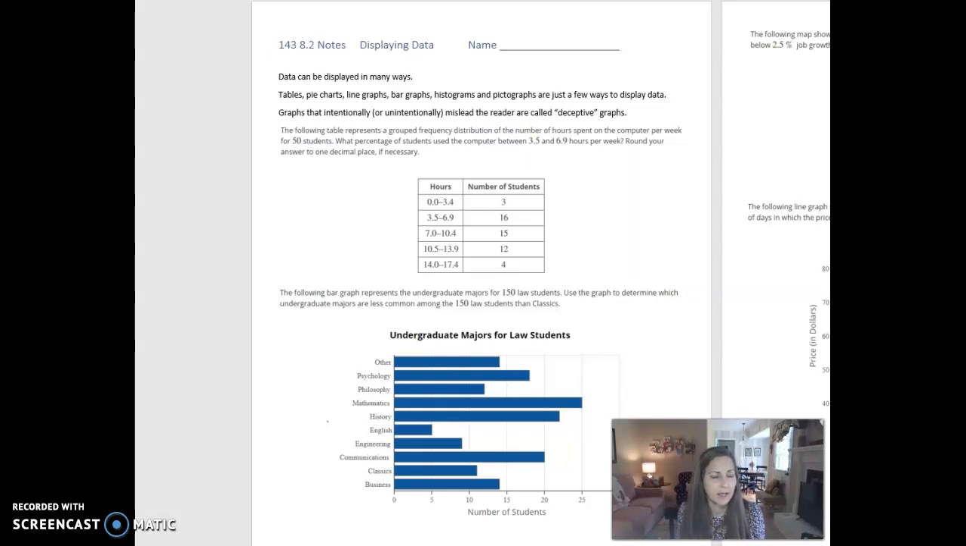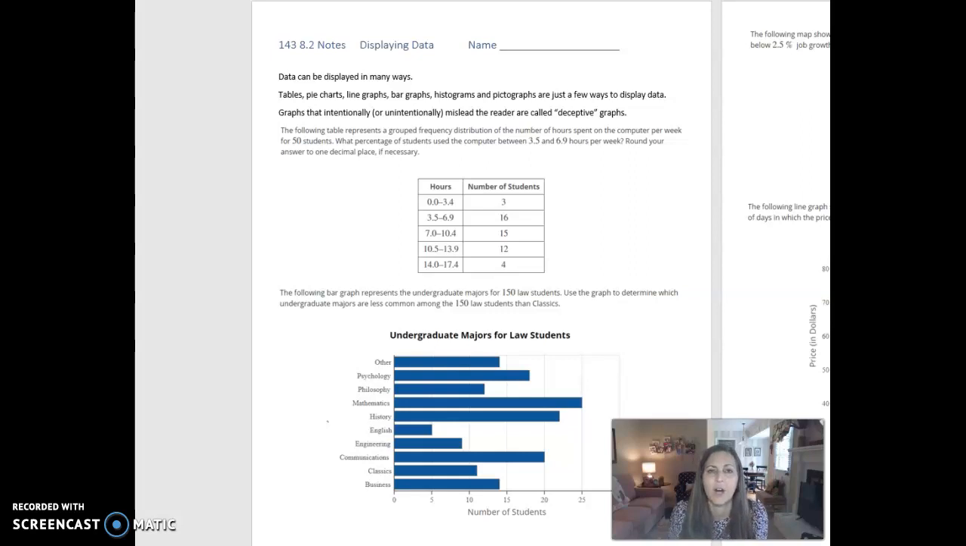So let's look at what this even is. Data can be displayed in many ways. Some examples are tables, pie charts, line graphs, bar graphs, histograms, and pictographs. Those are just a few. There are many, many, many other ways. And a graph that intentionally or unintentionally misleads the reader is called a deceptive graph. I think Hawks may use a different word in just a minute.